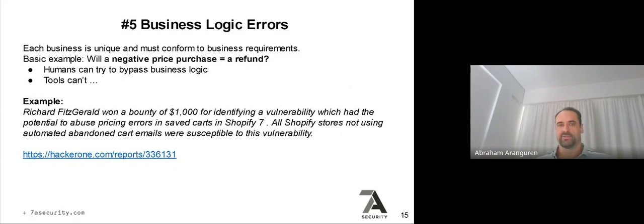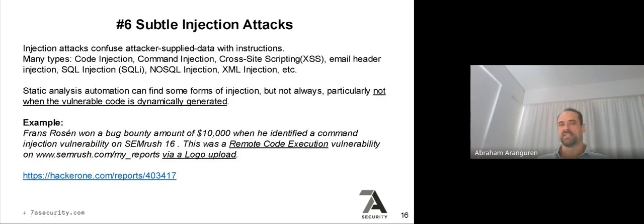Then business logic errors, right? So for example, a business is unique and it must conform to business requirements. So will a negative purchase be a refund, right? So humans can try to bypass business logic, but tools really can't, right? So this guy got 1,000 for finding a vulnerability where he could abuse pricing errors in saved carts in Shopify, right? And Shopify is pretty popular and widely used, right? So even systems like Facebook and Shopify, there's lots of issues that have been found over the years, right?